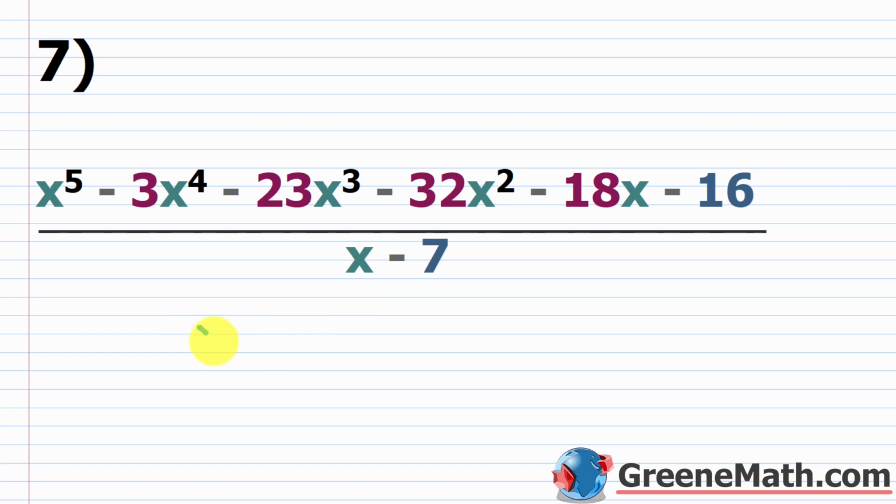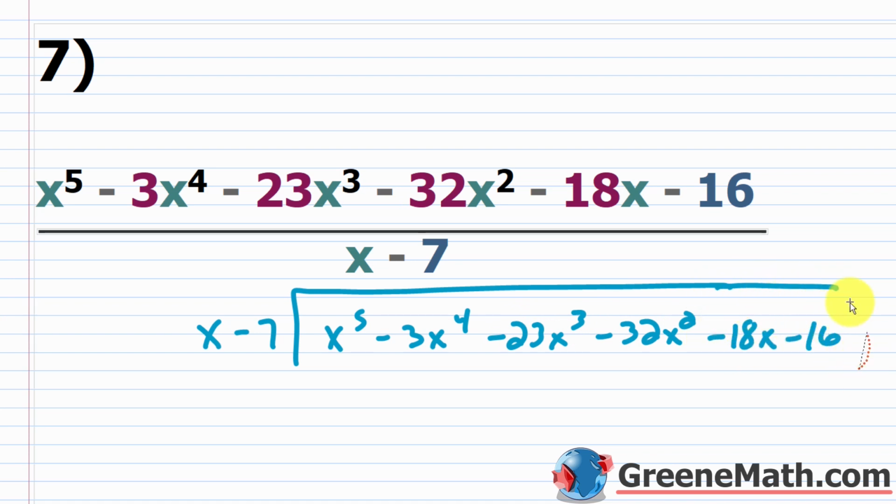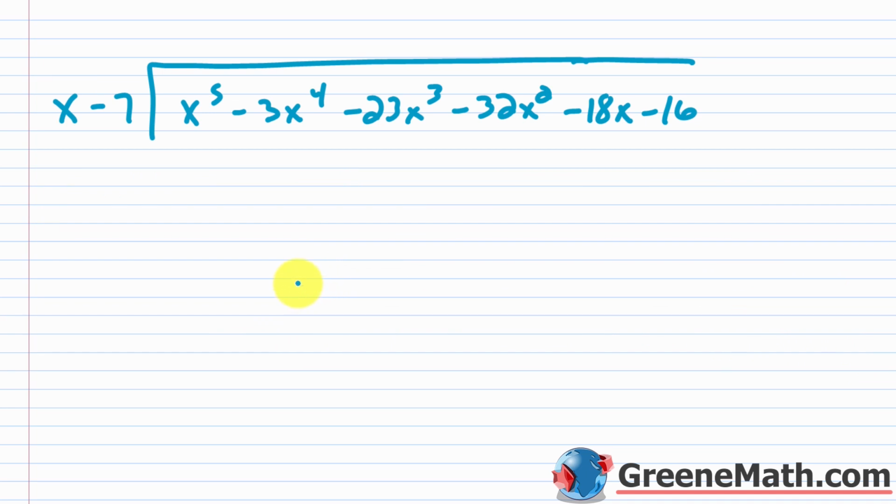So let's go ahead and put x minus 7 like this. And I'll put this x to the 5th power minus 3x to the 4th power minus 23x cubed minus 32x squared minus 18x minus 16. Okay, let me bring this over. And so basically, again, I'm going to go leading term into leading term.